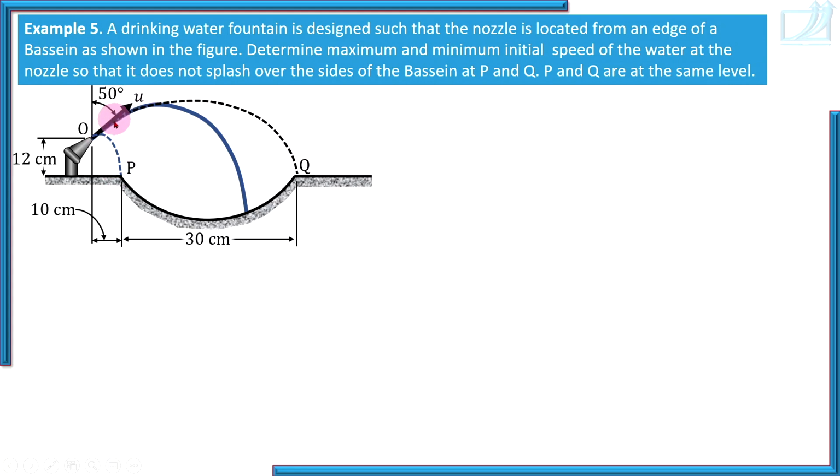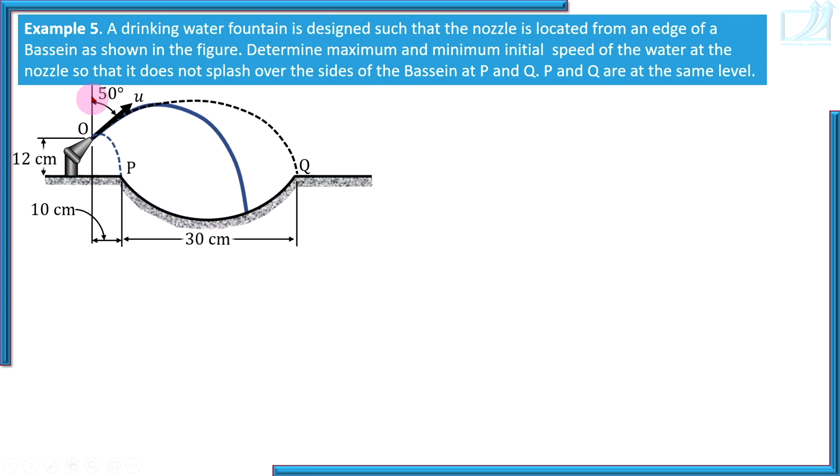So we should find that value of U so that water strikes point Q, and that is of course the maximum value of initial speed, because if you exceed the value of U, then it will not fall in the basin, it will fall beyond point Q. Similarly, with minimum U, water will strike at point B. If the value of U is further reduced, then it will not fall in the basin, it will fall somewhere here.